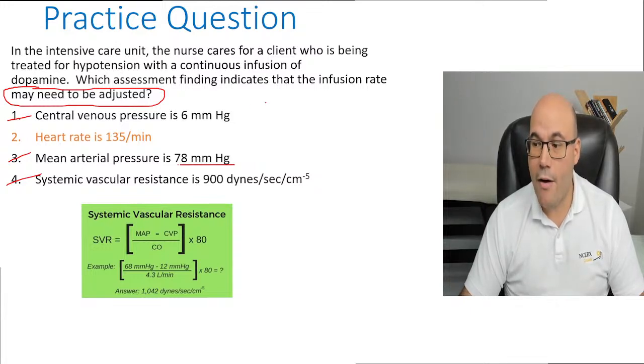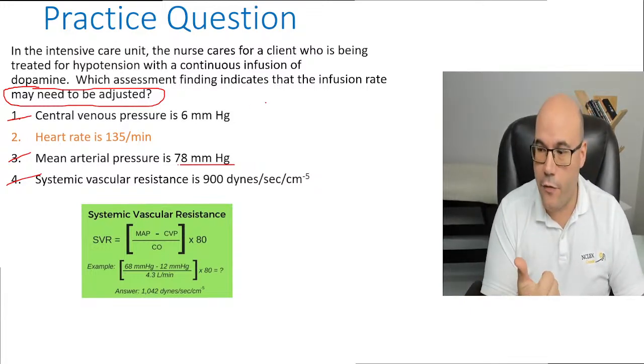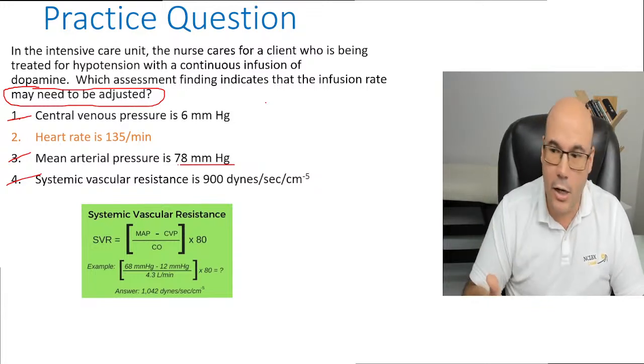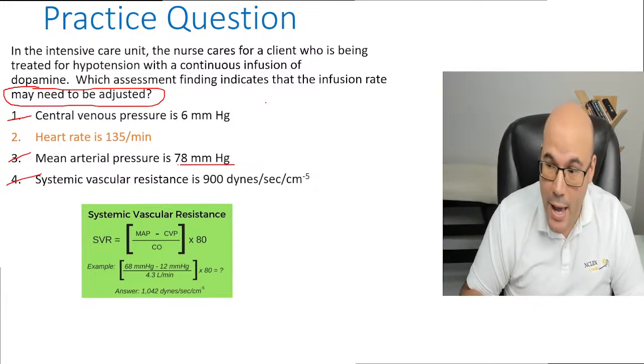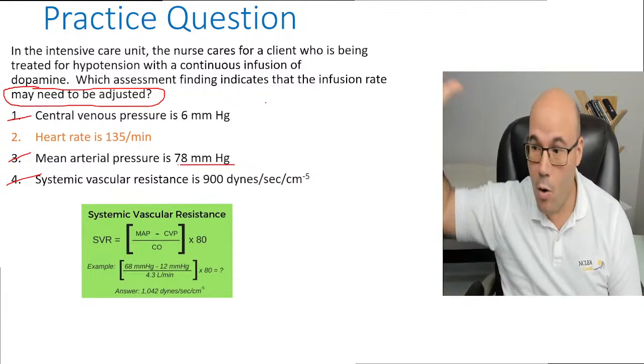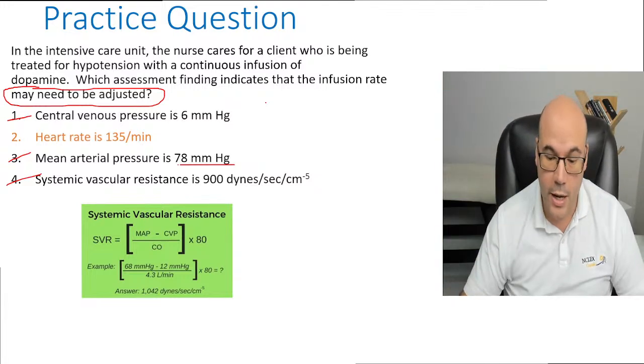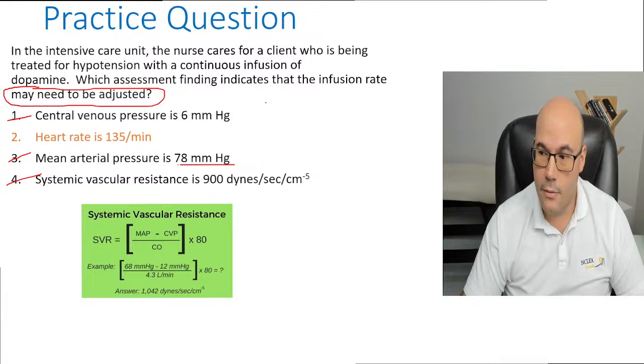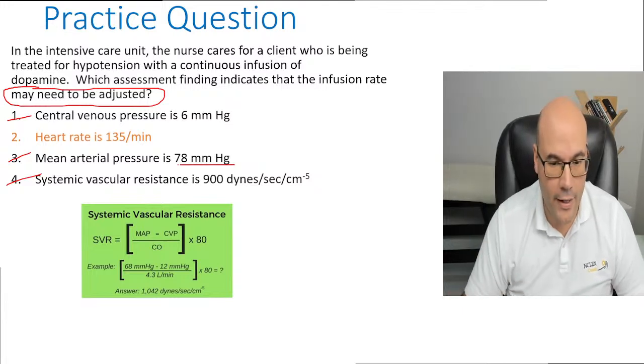So if we have achieved a normal central venous pressure, a normal mean arterial pressure, the BP is better, but now we see the heart rate in the 130s, we have to be careful. That is too high. That indicates that maybe the medication is now causing an adverse effect.